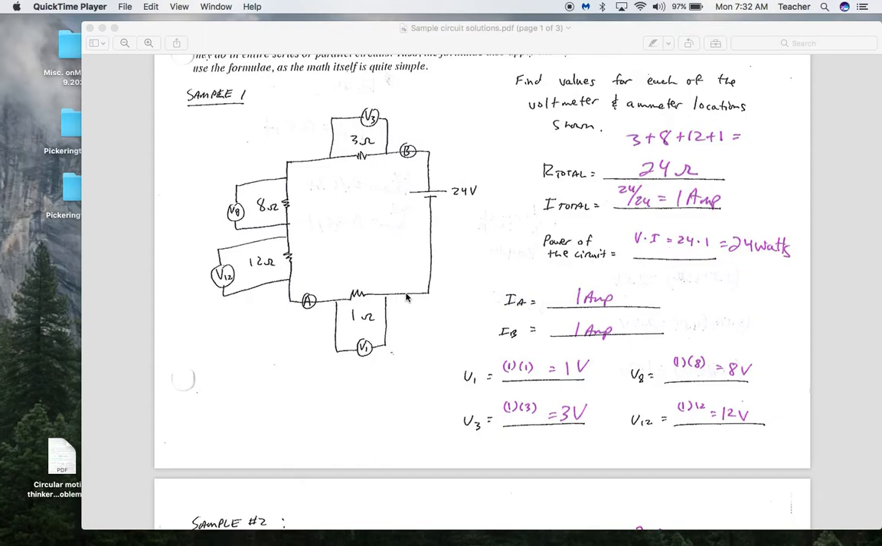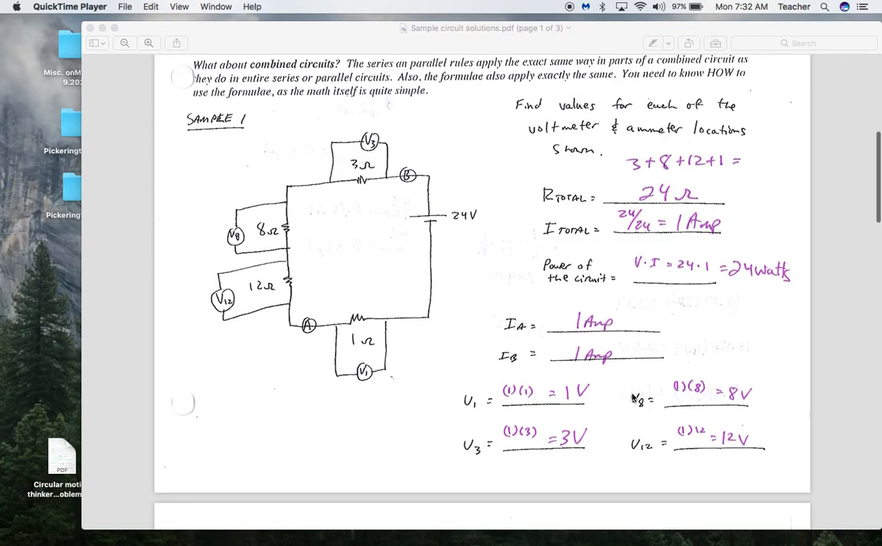I need to know the current going through each resistor and the resistance value of that resistor. Well, that's easy here because the current going through all the resistors is 1 amp, and the resistance values are shown. So it's simply I times R, I times R, I times R, and I times R.